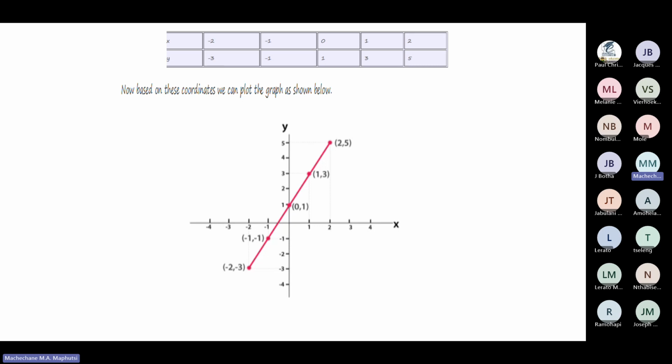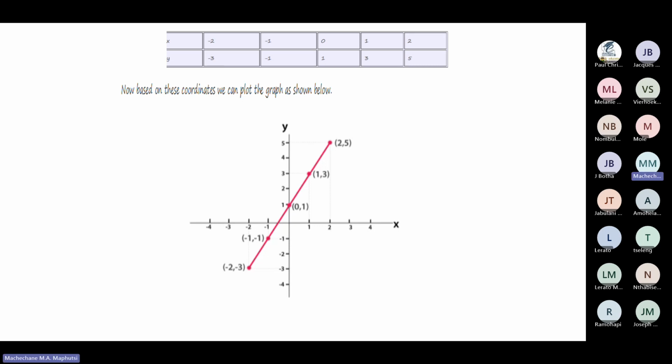Then we go further, plotting -1 and -1. Like I indicated, we start from 0 because it is negative. You move towards your left 1 unit. So this is my 1. Then from there, because I did not complete my ordered number pair, I have to move 1 unit down because my answer is -1. So I move 1 unit. That's where I have my -1 and -1 point.